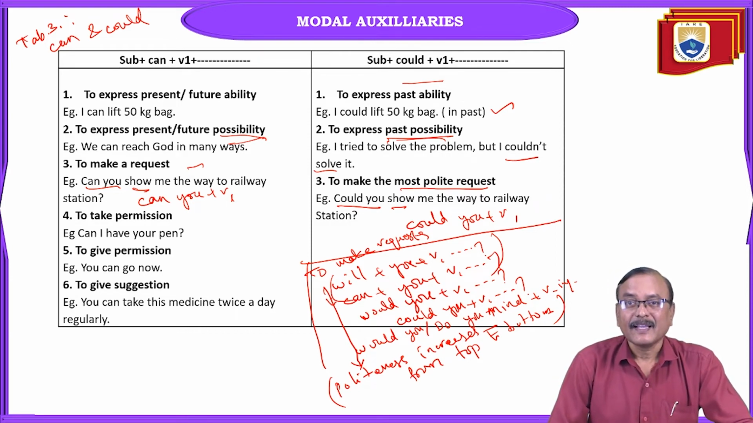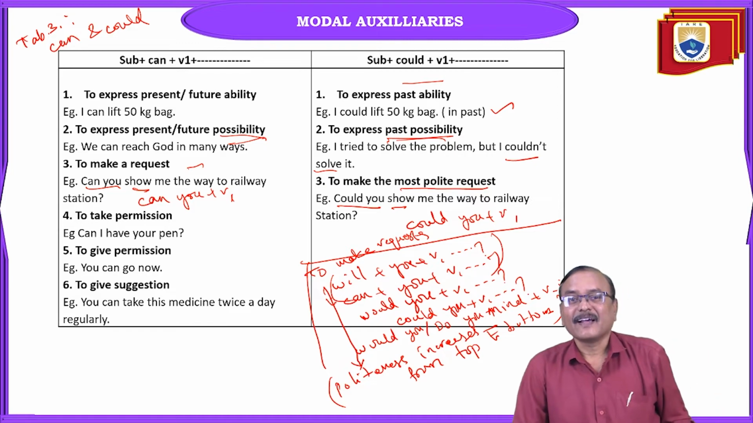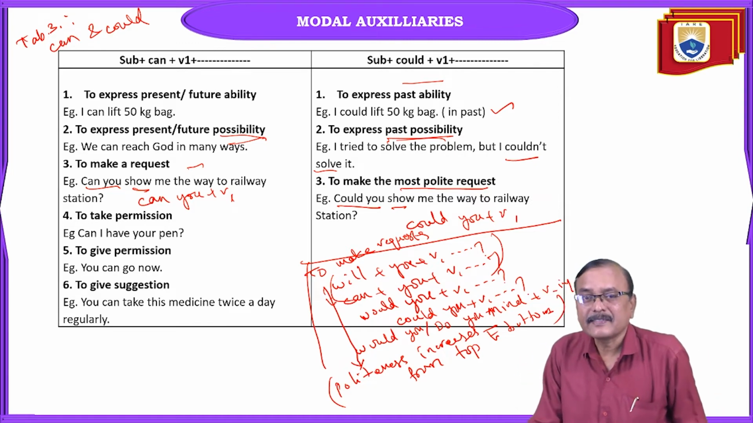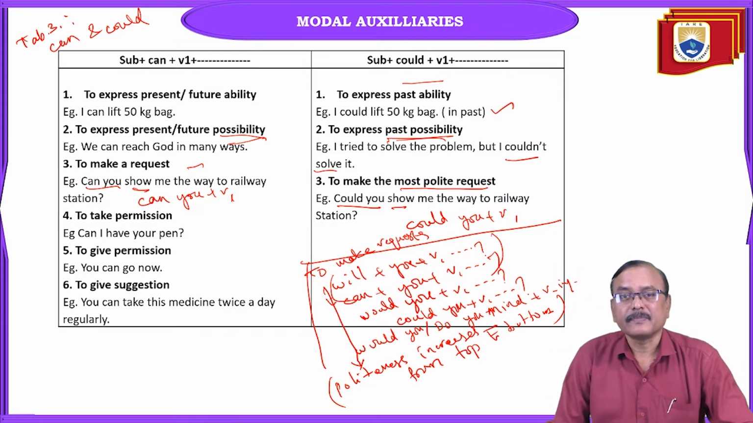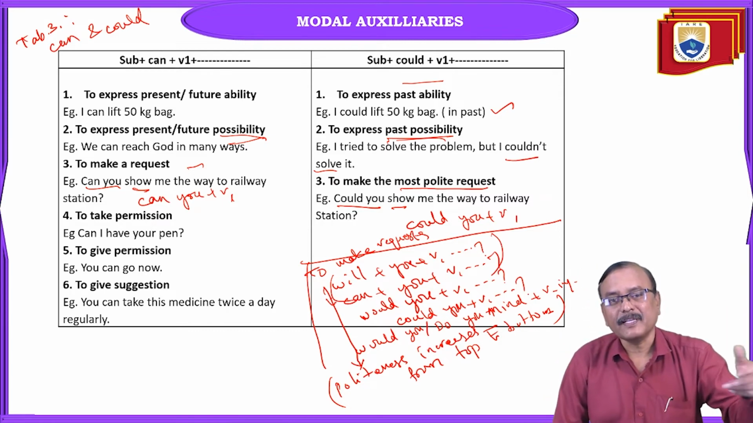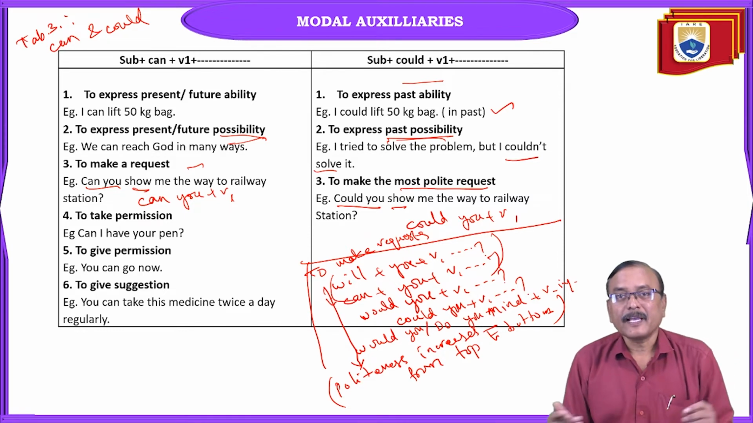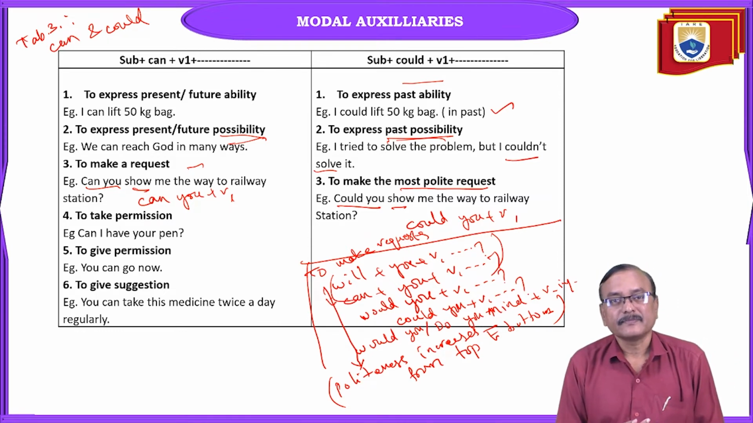Can I? Can I is just here. It is a very polite here. The answer may be here yes or no. But for may I, an answer will usually be expected. Is it clear? So you can use may I or can I to take permission. Can I have your pen?